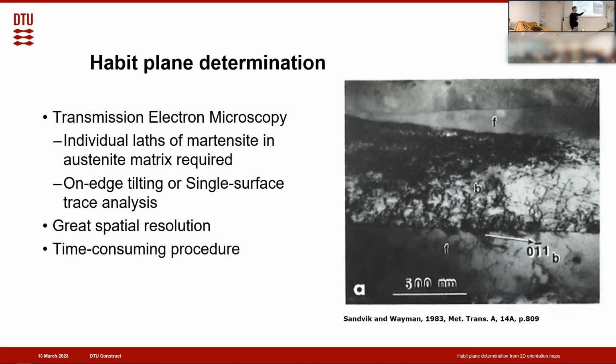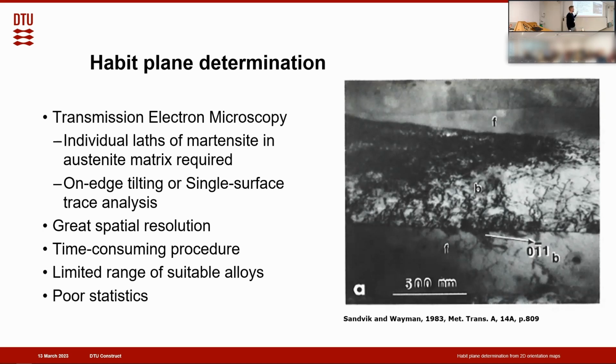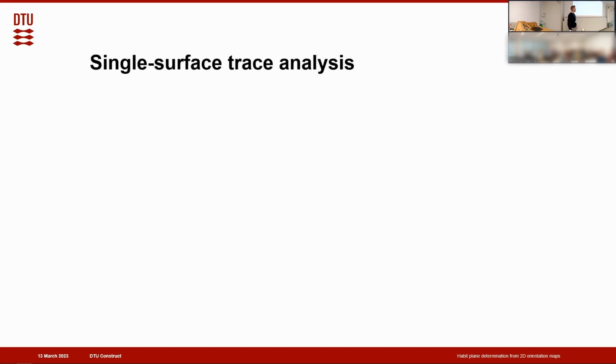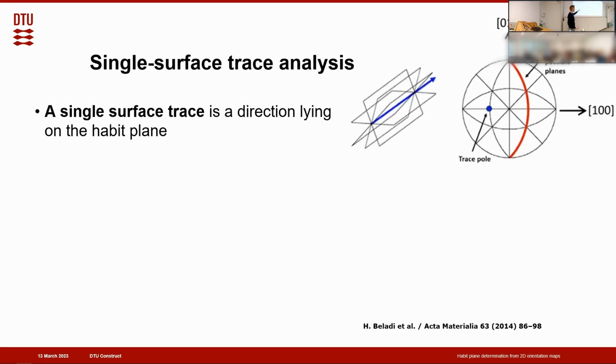The problem is, though, that this is a very time-consuming procedure. We have a limited range of suitable alloys because we need a composition where both phases are stable and present at the same time. And we also have quite poor statistics because we can only sample a very small volume of material with this method.